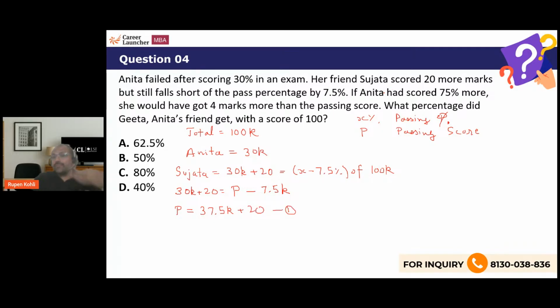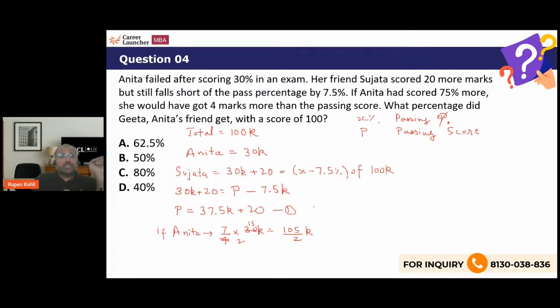Now the second equation: if Anita had scored 75% marks more. Anita's score was 30k. If she scores 1.75 times the score, so if Anita's score had been 7 by 4, which is 1.75 times 30k, the 2 cancels, this is 105 by 2 k, right? I never like to write decimals. I always convert decimals to fractions. 105 by 2 k, which is 52.5k.